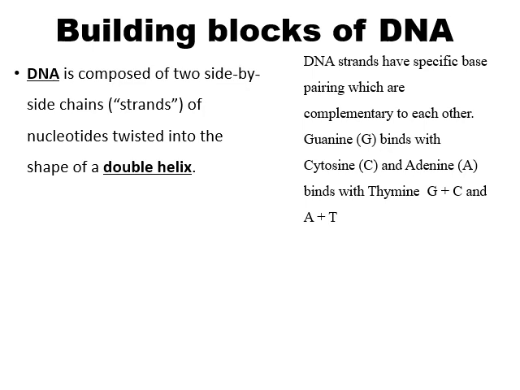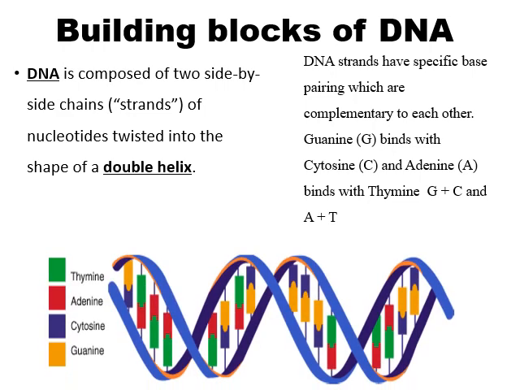So the sugar-phosphate backbone remains the strong connection for DNA and RNA. This is an example of the pairing of the complementary bases.